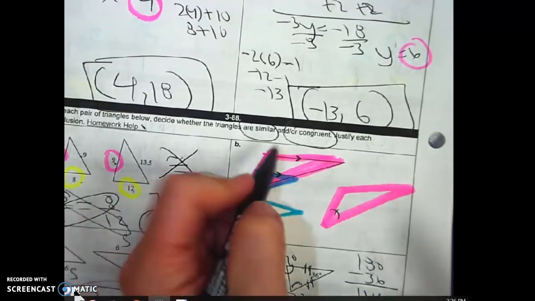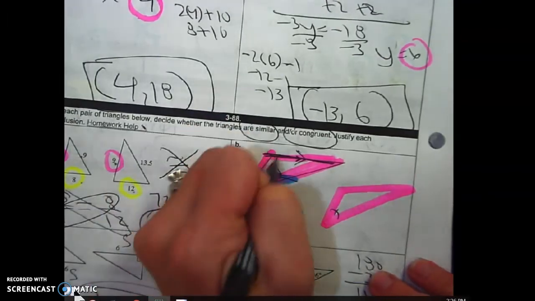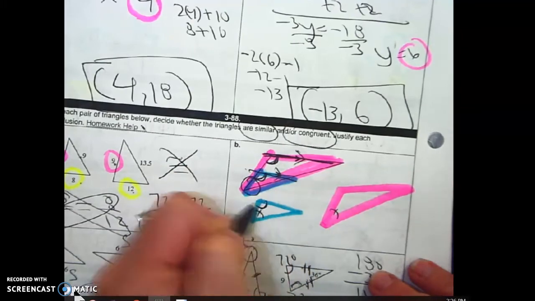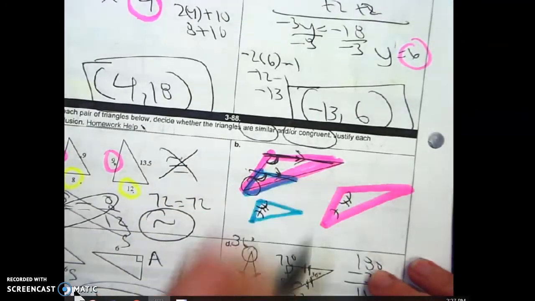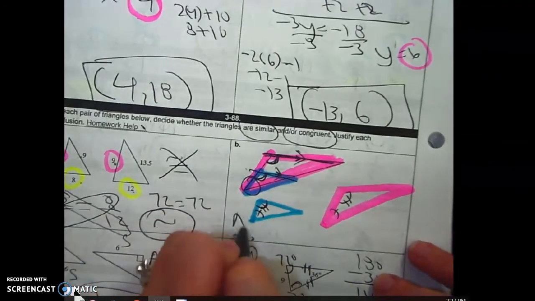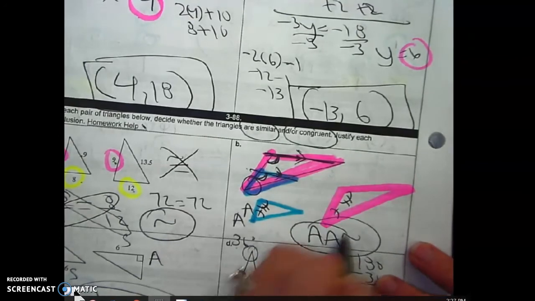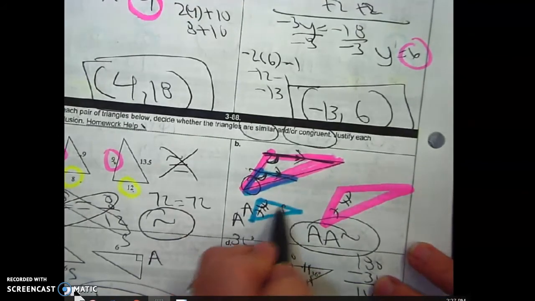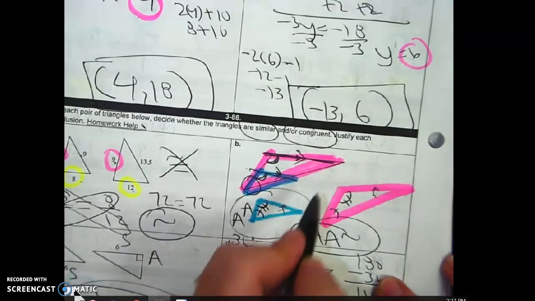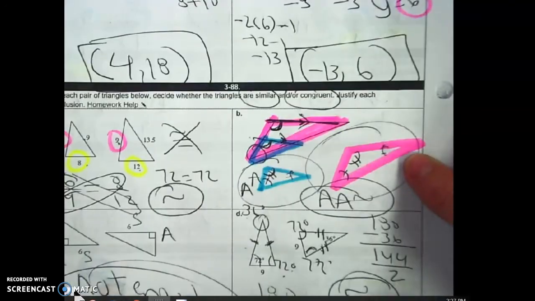I also know that if these two lines are parallel, based on corresponding angles, this angle and this angle are the same. So that angle and that angle are the same. But that's all I can do. So I can only do angle, angle, and that's only a similarity. I could find the third angle, but there is no angle, angle, angle congruency because a smaller one and a bigger one could have the same angles but be different sides. Okay? And that's your homework.